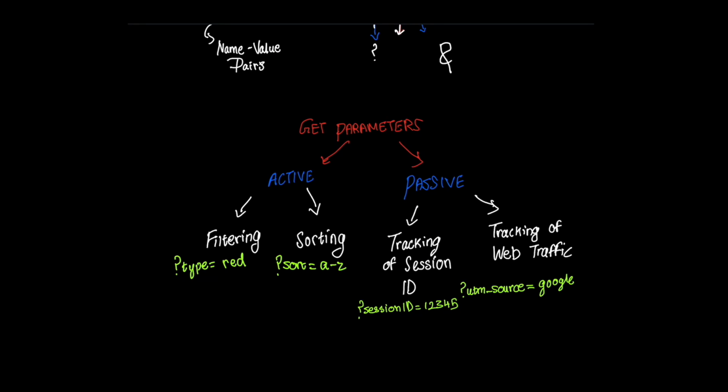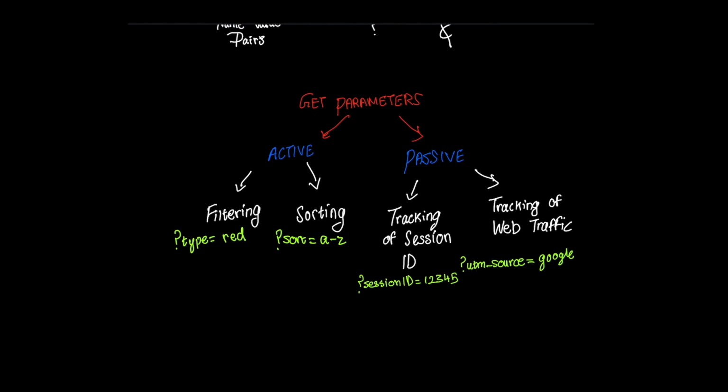Now, there are two types of get parameters. First up, we have active get parameters. Active parameters are parameters which modify the content of the web page which the web browser is trying to access. So here we have two examples: the filtering parameter, and the sorting parameter.